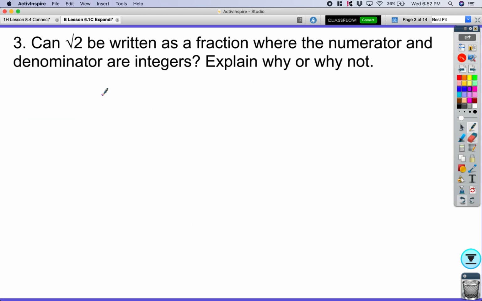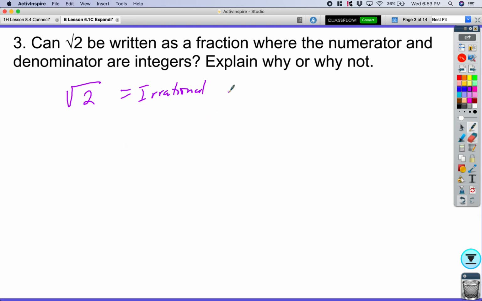Can the square root of 2 be written as a fraction where the numerator and the denominator are integers? Explain why or why not. Really quickly, guys, if I have the square root of 2, can you think of two numbers that are exactly the same that multiply to 2? You can't. This is what would be called an irrational number. There are not two numbers that are exactly the same that multiply to the square root of 2.